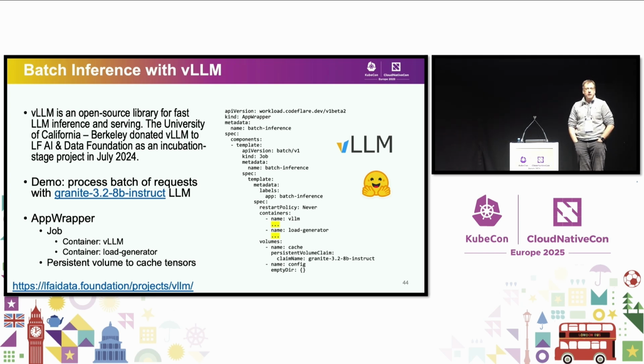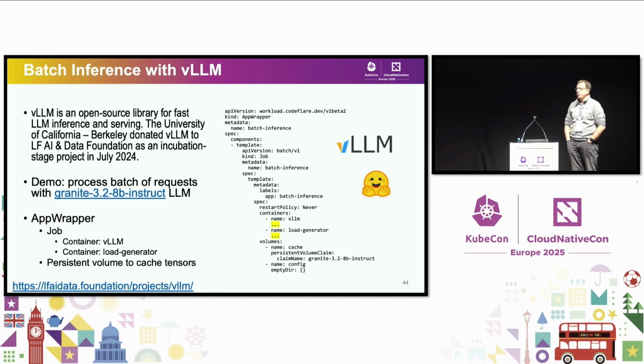And what we want to do here is run an IBM Granite model in a pod, and submit a batch of requests and collect some statistics about the behavior of the model. Right, so the way we do that is sketched on the right. We have an app wrapper that contains a job. This job itself has two containers. One container runs the inference runtime, one container runs the load generator that creates the requests and collects the responses and so on.